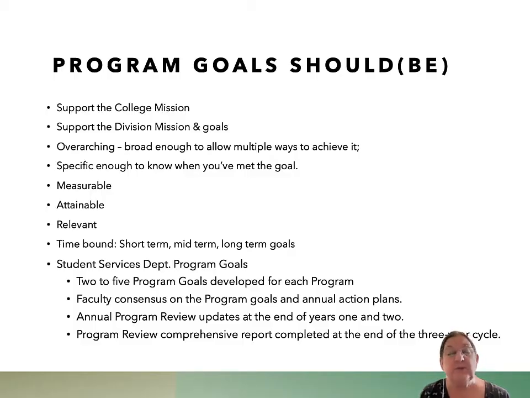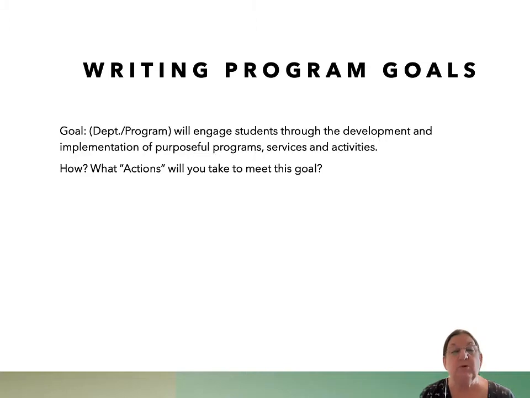And then at the end of the 3-year cycle, you'd be doing a comprehensive review and report on those program goals. So I'm going to go over a couple of examples of program goals to give you an idea of, let's write them overarching, let's make them specific, but let's make them attainable, let's make them relevant. This is an example of a goal, and you can call program goals department goals. In some cases, especially in student services, they're one and the same.